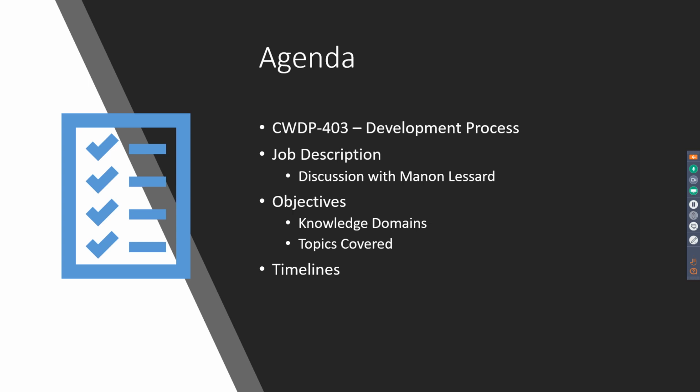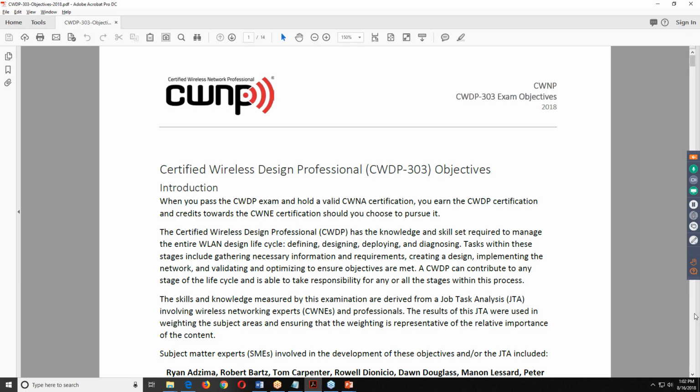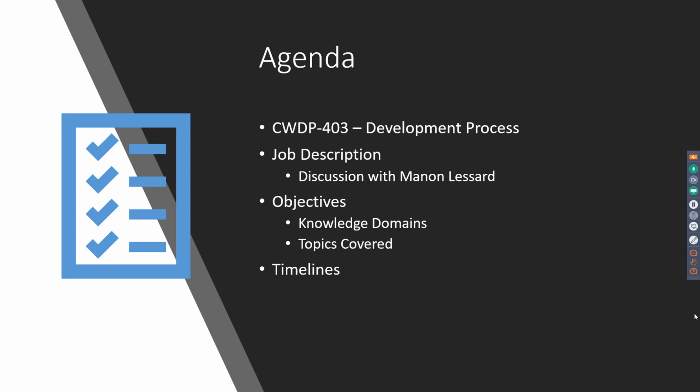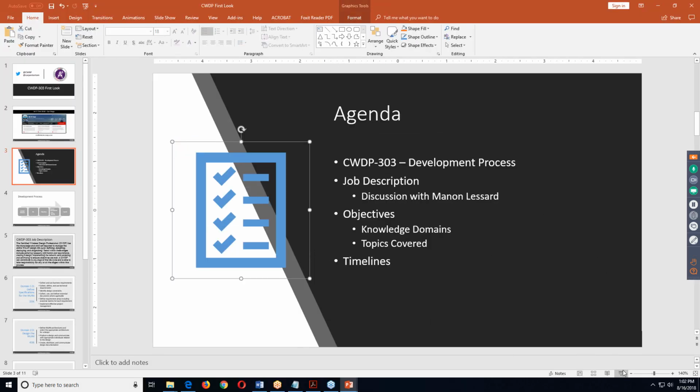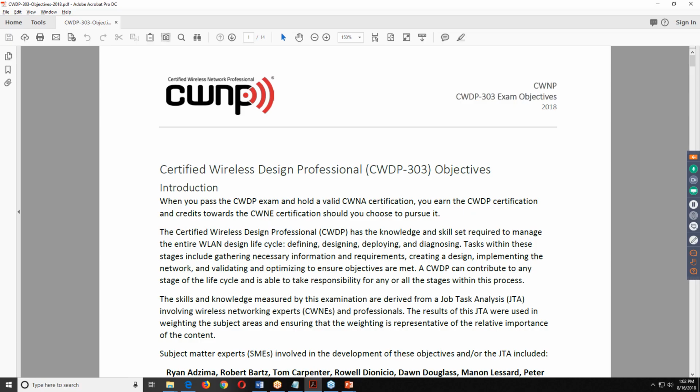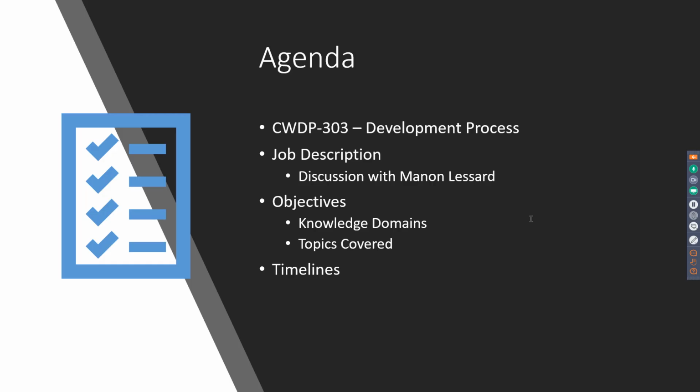All right, so our agenda today is pretty much the same as it was when we talked about CWAP. And that is that we're going to be looking at the new CWDP 403. The objectives are available. I'm sorry, it's CWDP 303. And I'm going to fix that live in my slide so you get the right information. So there we go. The objectives that we'll be looking at are available online at the CWNP.com website. So if you go to CWNP.com, go to certifications, CWDP, this PDF is available there, and we'll take a brief tour of it in a few moments.